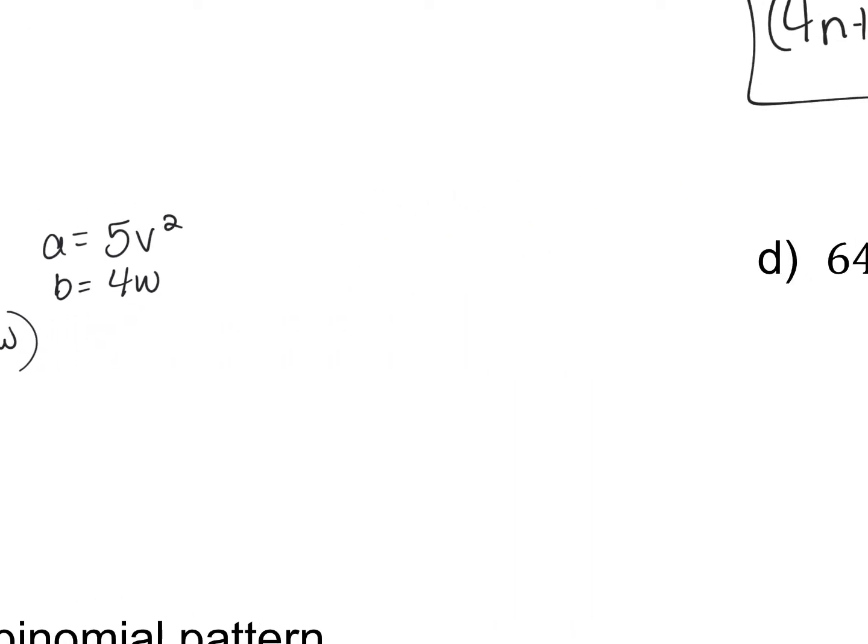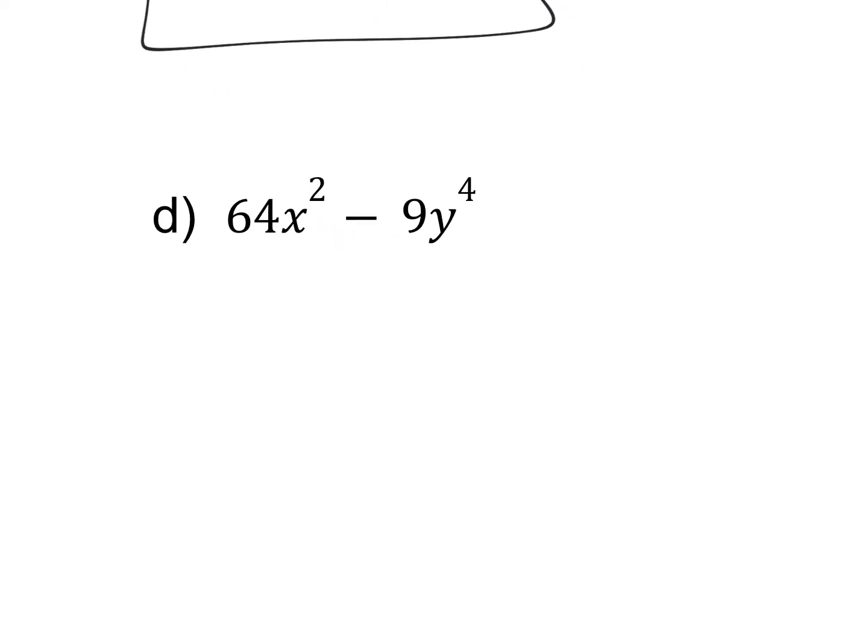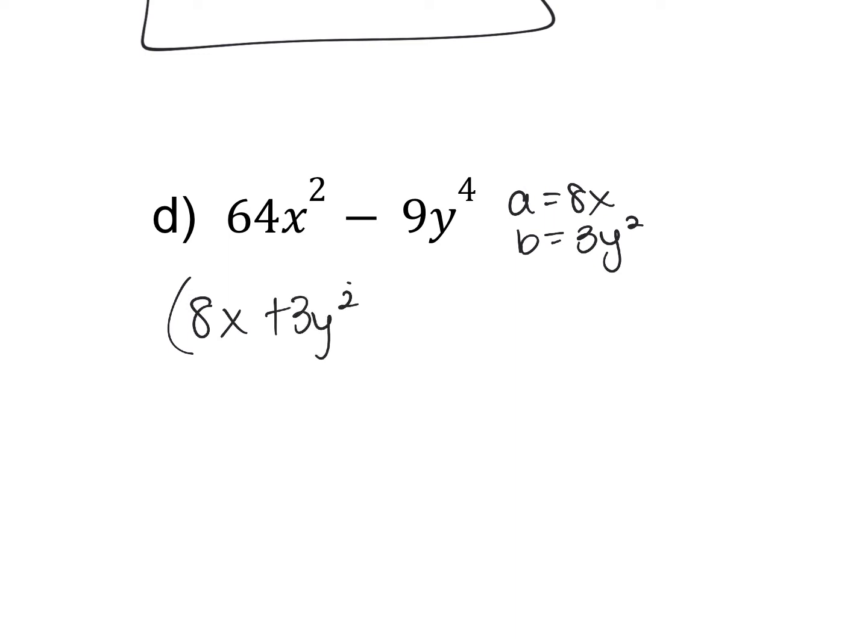All right, another one. They're both perfect squares, yes. The A would be 8x. The B would be 3y squared. So this would be 8x plus 3y squared times 8x minus 3y squared.